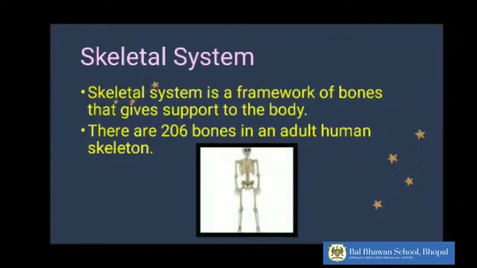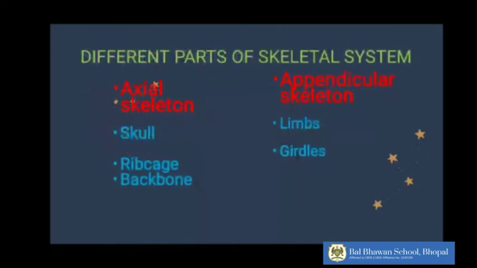Now see this picture. This is how your skeleton looks. It is made up of bones and cartilages. Now, different parts of the skeletal system. There are two parts, axial skeleton and appendicular skeleton. Axial skeleton has three portions: one is the skull, then the rib cage and a backbone. Appendicular skeleton will have limbs and girdles. All of them are made up of bones.